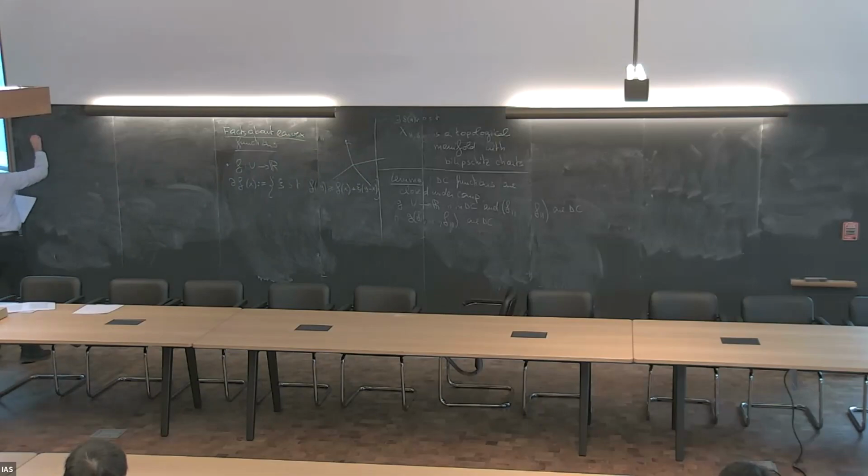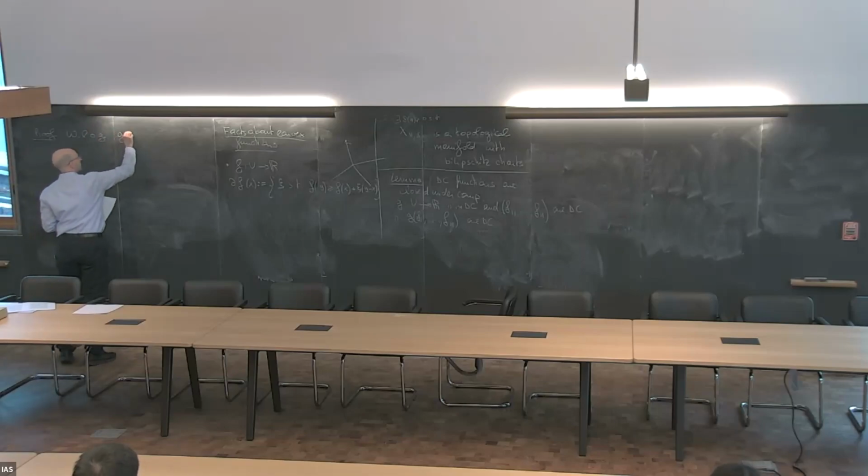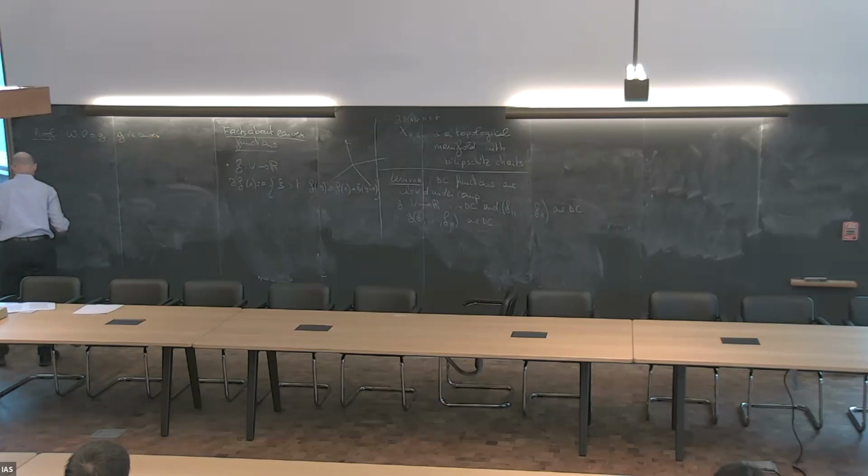Okay, so the proof. Without loss of generality, G is convex. Okay, so now you write G.